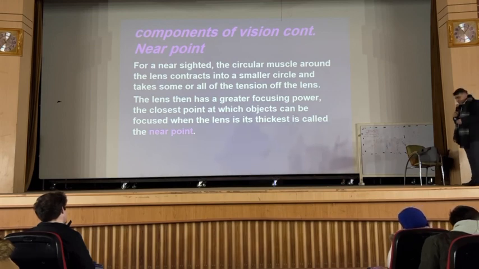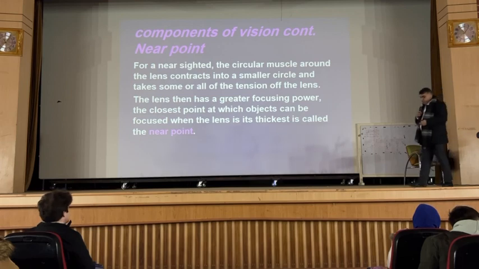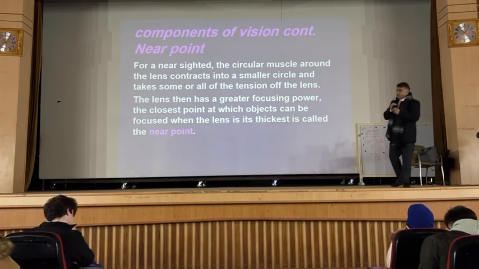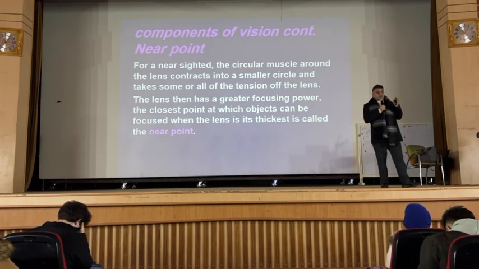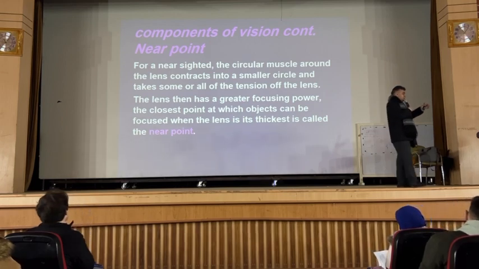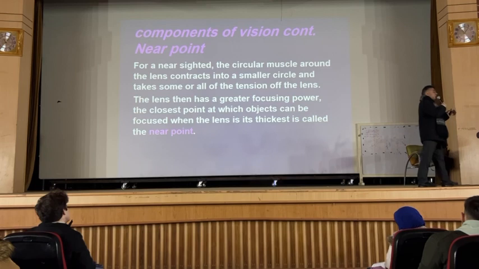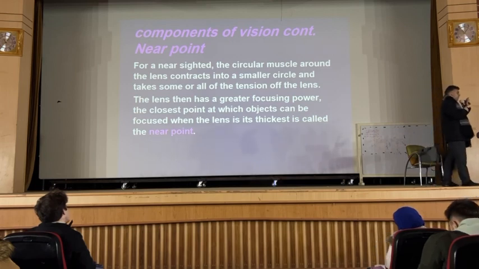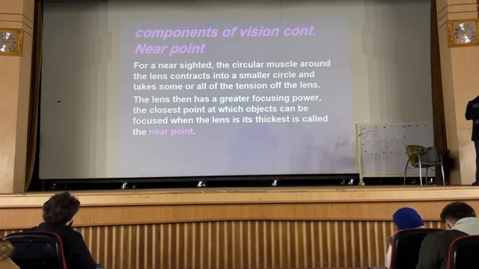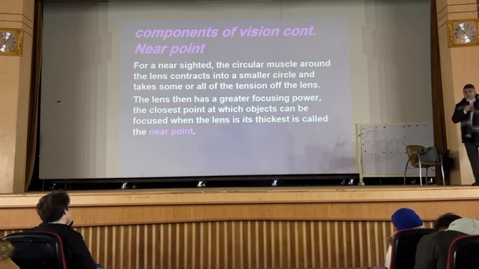We have the near point and the far point. The furthest point of clear vision is called the far point, for example 2 meters, 3 meters, or 6 meters. The far point is where the eye is at rest without accommodation.